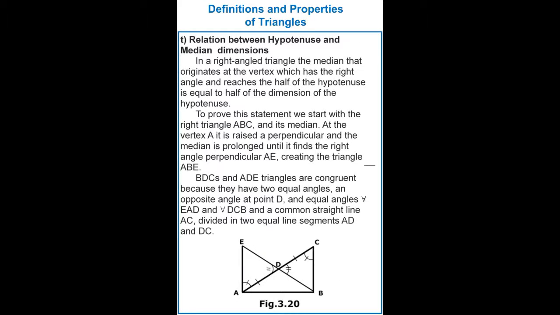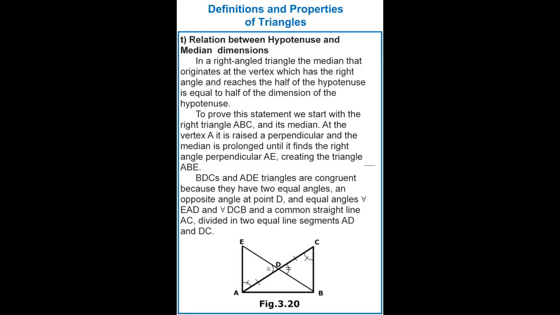In this slide, you analyze the relationships between the dimension of the hypotenuse and the dimension of the median in a right triangle. In a right triangle, the median that originates at the vertex of the right internal angle and finds the midpoint of the hypotenuse has a dimension equal to half the dimension of the hypotenuse. To carry out this demonstration, the triangle ABC and the median BD are shown in figure 3.20. At the vertex A, a perpendicular is raised, and the median is prolonged until it meets the perpendicular AE, creating the triangle ABE.